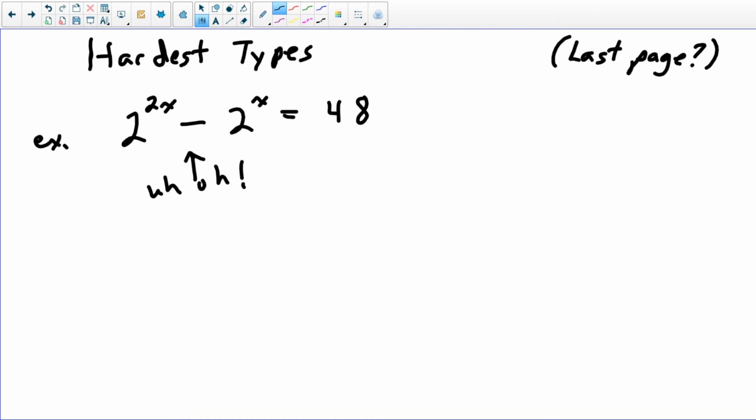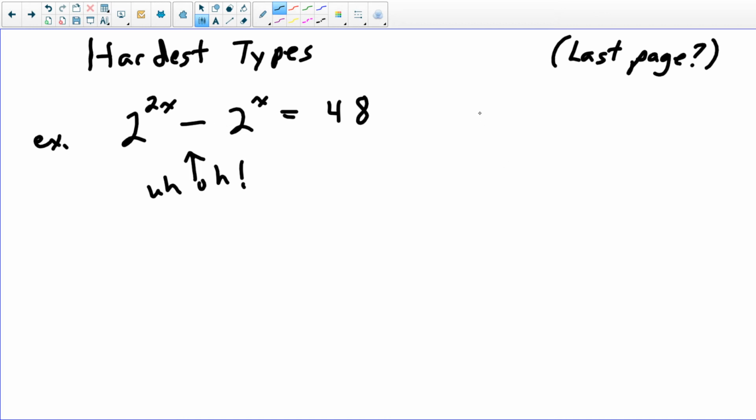The reason this is one of the hardest types is because we now have a subtraction between our two bases. And subtractions and additions are evil. They are the most difficult operations to deal with in math, because they put a wall between the things on either side. You can't add across that wall unless both things look exactly the same. Now you might say, well, sir, they do look exactly the same. They both have a base of 2. Their exponents are different. So just like you can't add an x squared and an x cubed, or subtract them, you can't subtract these two either.